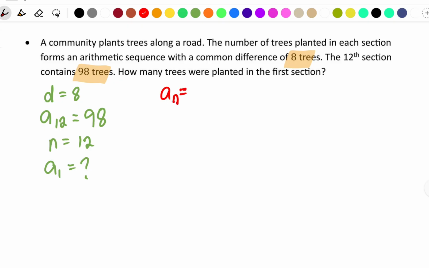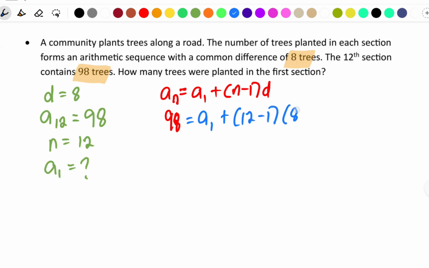So formula: A sub n equals A sub 1 plus n minus 1 times d. A sub n, that is our A sub 12, that is 98, equals A sub 1, which is unknown, plus n minus 1, that's 12 minus 1, times d. So 98 equals A sub 1 plus 11 times 8, that is 88.